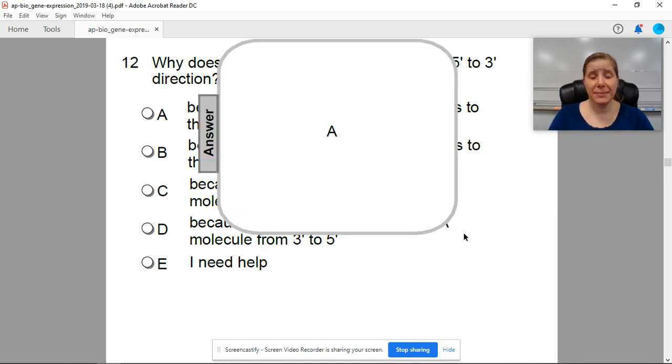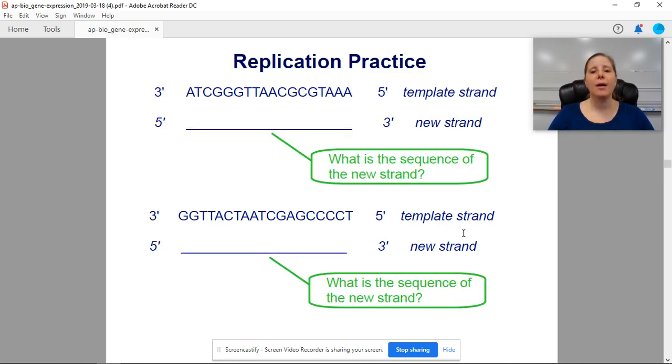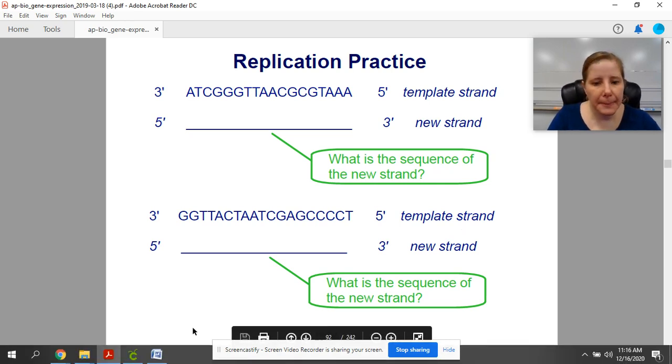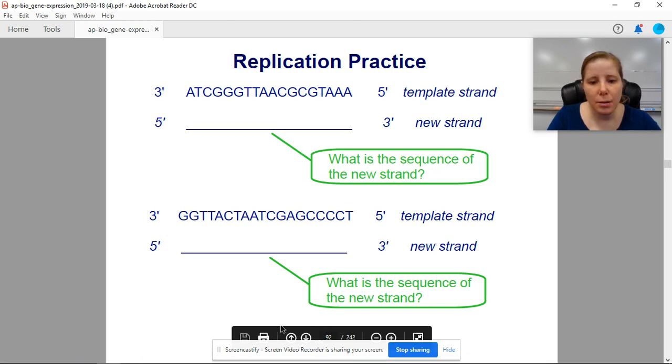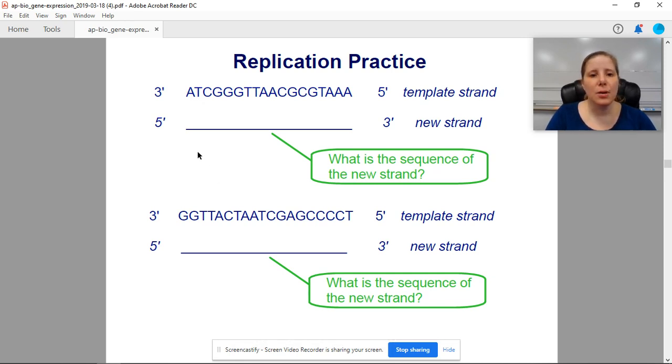Did you say that? Good. Because it only is going to add to the 3' end, so it has to unzip from the 5' to the 3', opening up that 3' end. All right, so let's practice this. I am not going to be able to draw, so we will just discuss. Take a second and see if you can make the copies here.